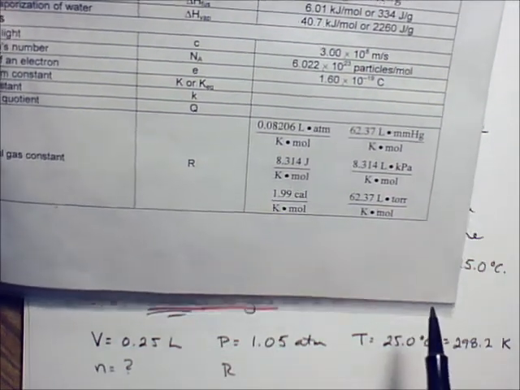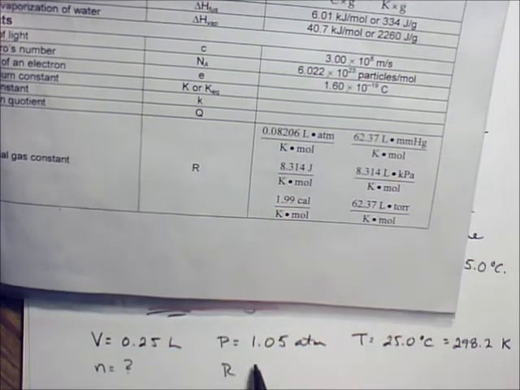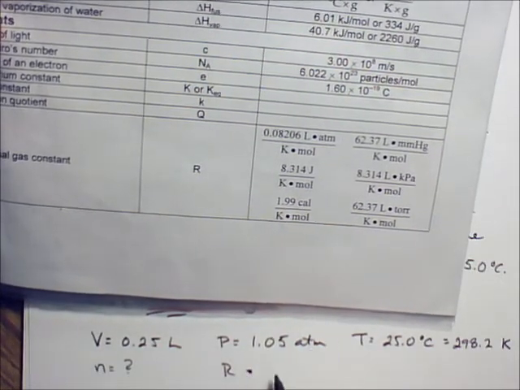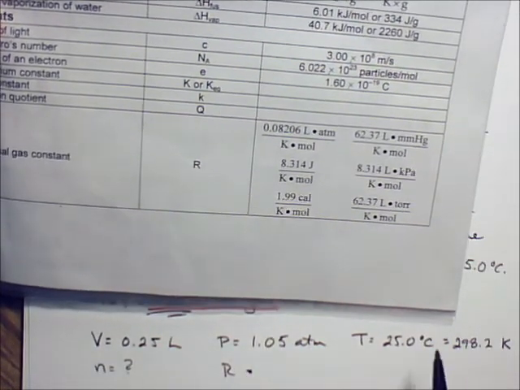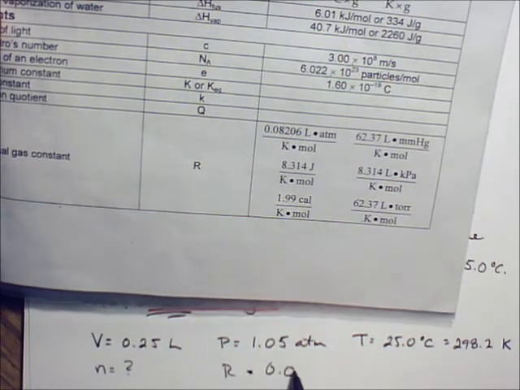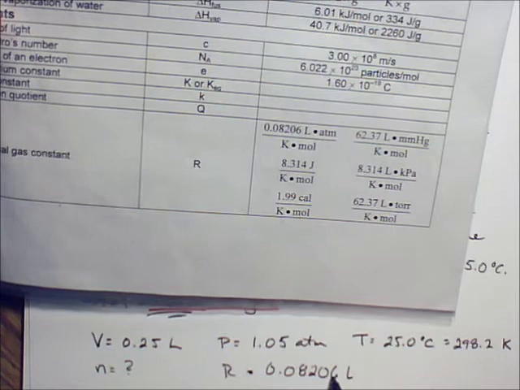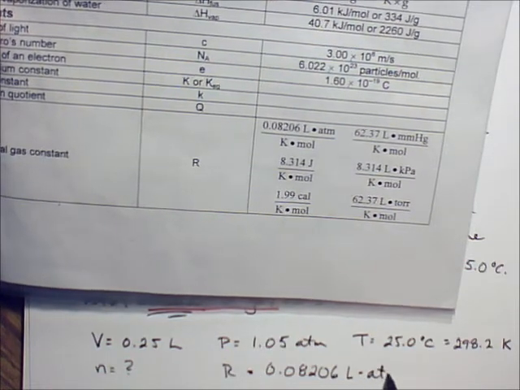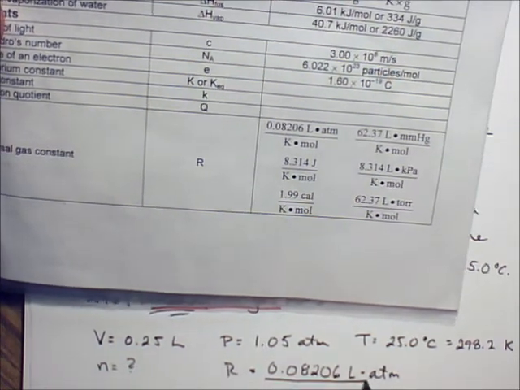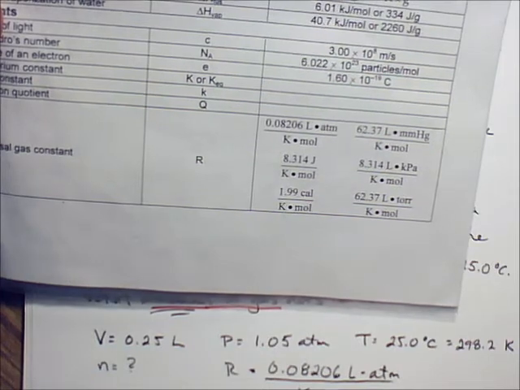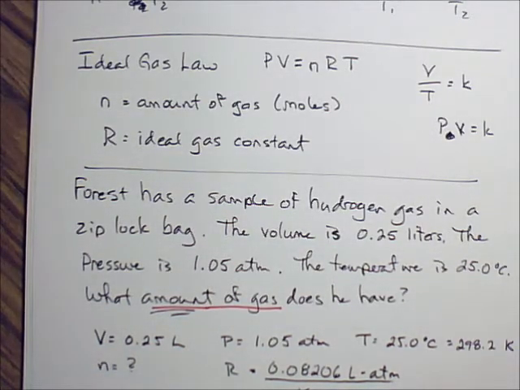All right then. So R we have, and we know that because it matches up with the units we have. It's 0.08206 liters times atmospheres over Kelvin times moles.